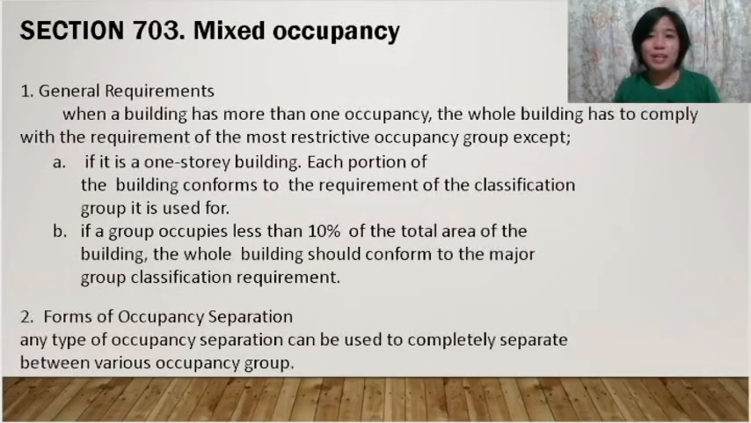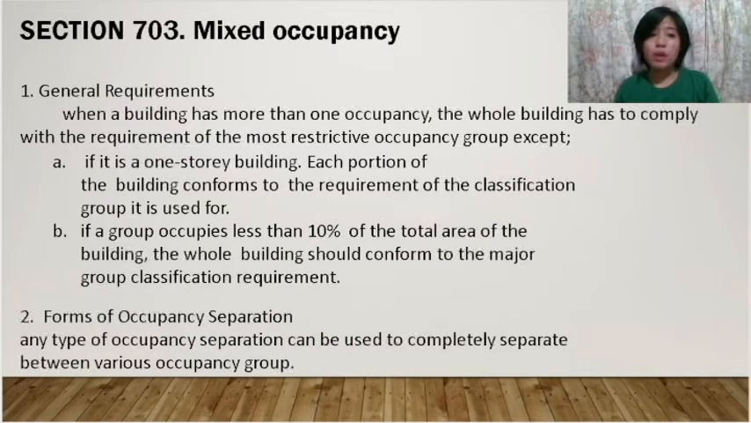Section 703, mixed occupancy. General requirements. When a building has more than one occupancy, the whole building has to comply with the requirements of the most restrictive occupancy group, except if it is a one-story building. Each portion of the building conforms to the requirements of the classification group it is used for. And if a group occupies just less than 10% of the total area of the building, the whole building should conform to the majority group classification requirement.